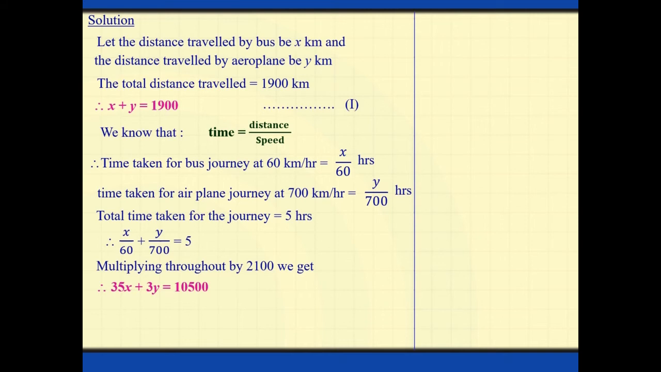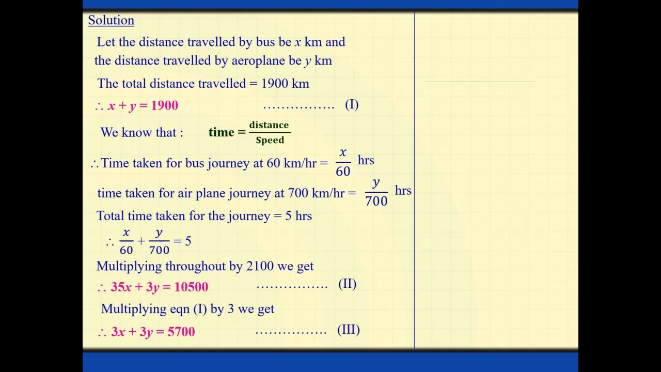Now we have got our two equations. We can just solve these two equations by any method. So I'll use the equating of coefficients method. I'll multiply equation 1 to get 3y in that equation. So I'll multiply it by 3, thereby giving me 3x plus 3y, which is equal to 5700. Now this is my third equation.